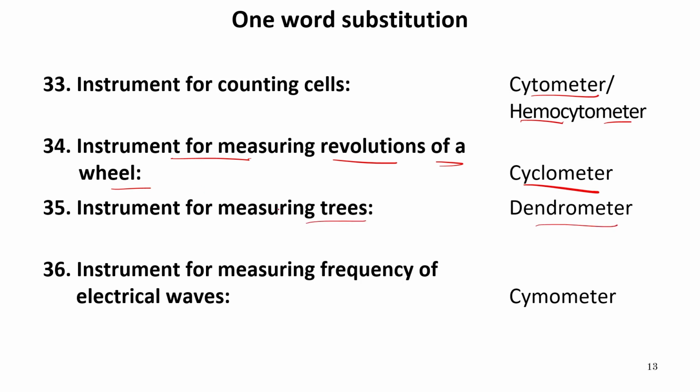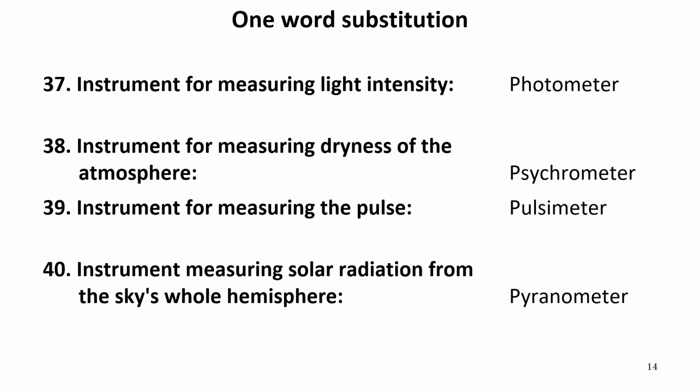Instrument for measuring trees. It means the growth of trees or to count the trees. This is known as dendrometer. Now we have another instrument for measuring frequency of electrical waves. Now there are two things: one is electrical waves and the other is electromagnetic waves. Both things are different. Here we are going to read instrument for measuring frequency of electrical waves. This is known as seismometer. And for electromagnetic waves, that instrument is something else.